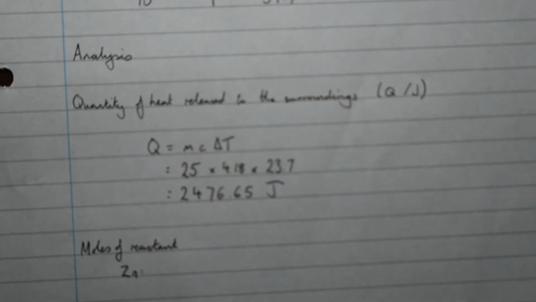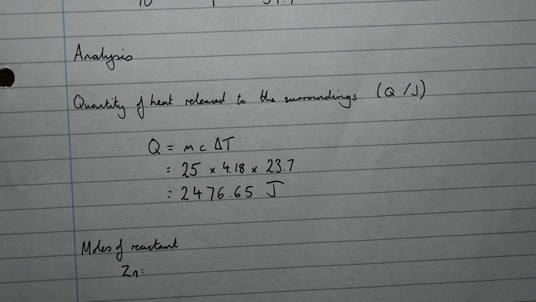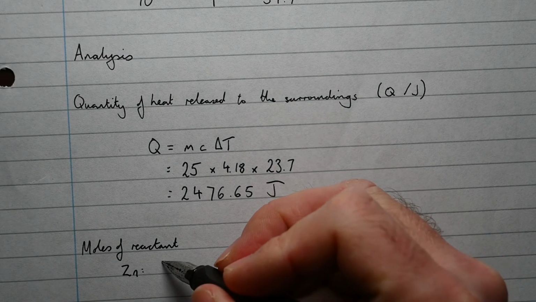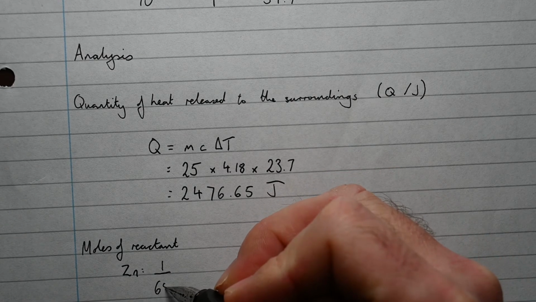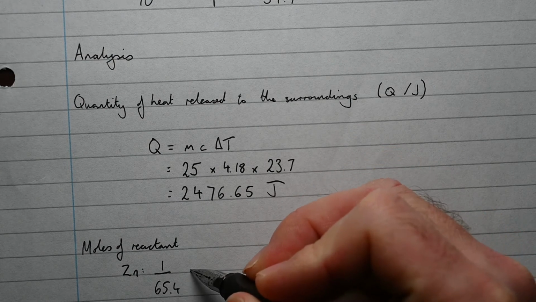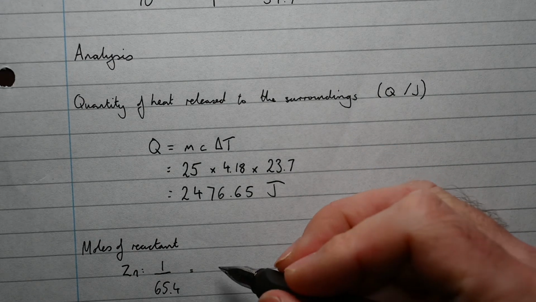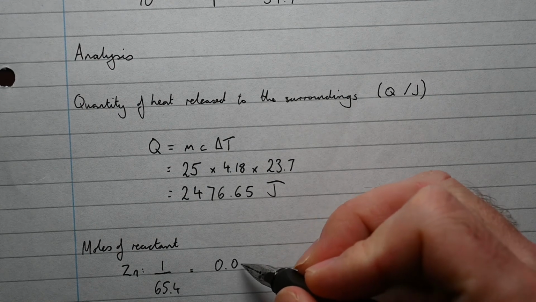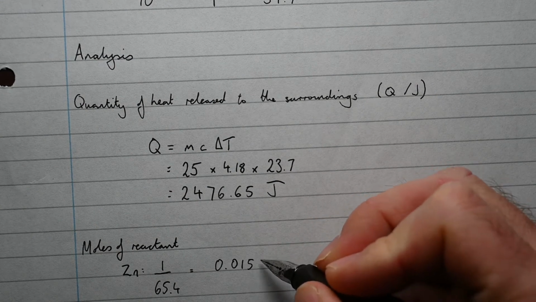So the number of moles of zinc will be calculated by the mass divided by the relative atomic mass. So that's 1 divided by 65.4, which gives us a number of moles of 0.0153.